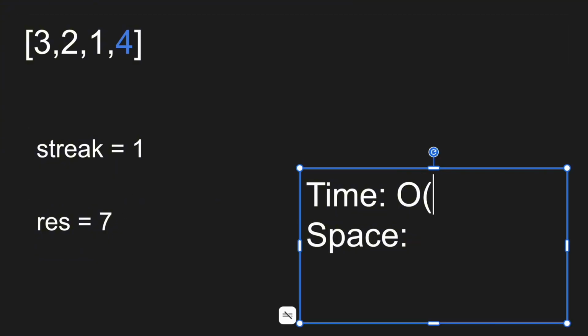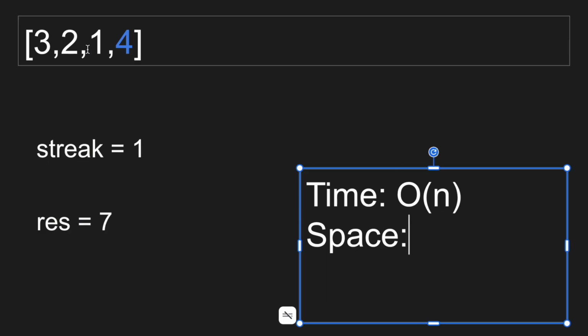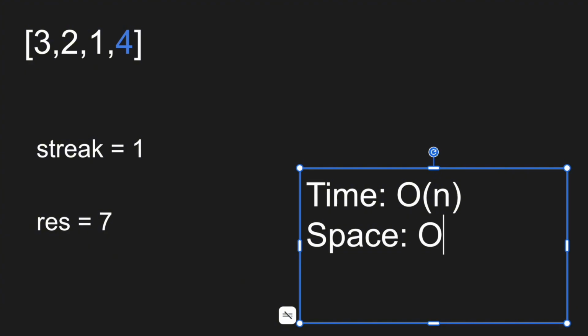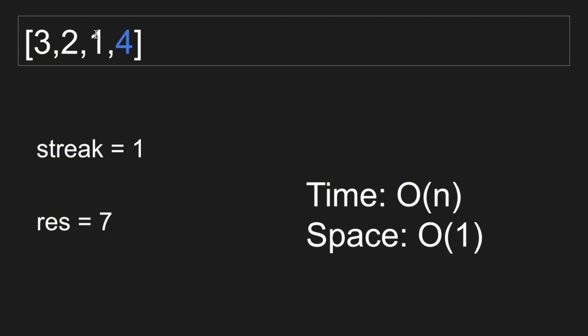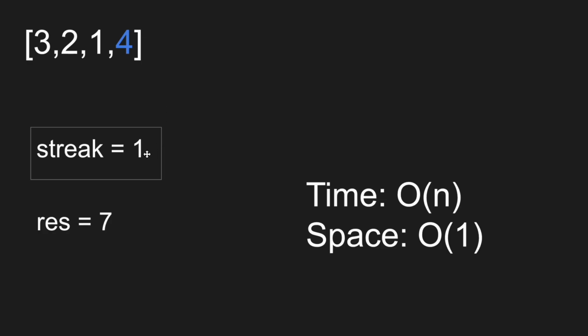The time complexity would be O of n, where n is the number of elements in the array, because we will iterate through n elements in this array. And the space complexity would be O of 1, because the amount of space we use will not depend on the input of the array. No matter how large the input is, we will still only be using these 2 variables.